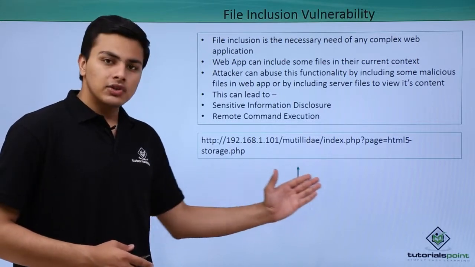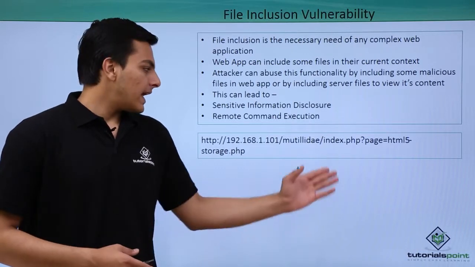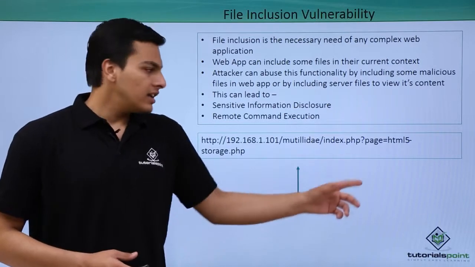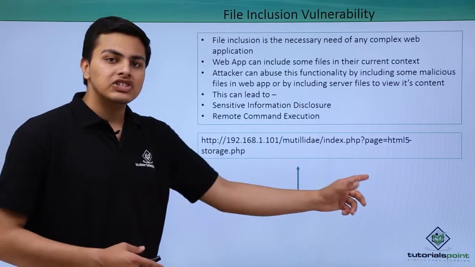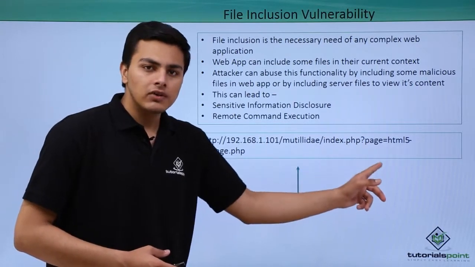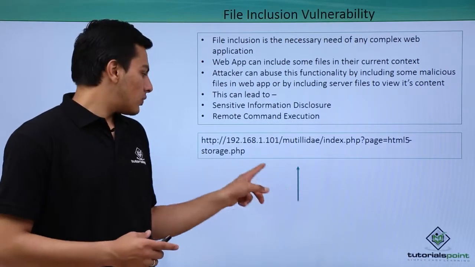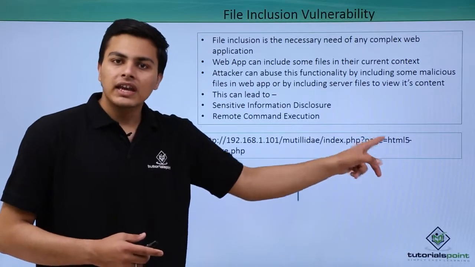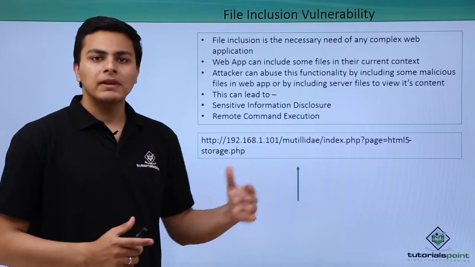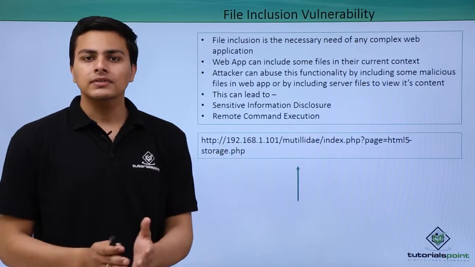If we look at this URL here, you can see that there is one file called index.php, and this index.php takes one argument called page, and here we are giving another file name, html5 storage.php. So this index.php file is including this file in itself. Now what we can do is remove this file and write down the internal server file path, and we'll see whether this web application includes those server files in itself and whether we are able to see the content of the server files or not.